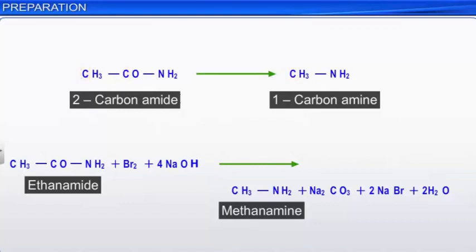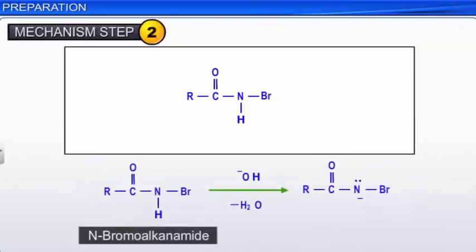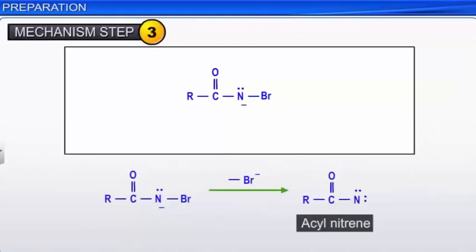Let us look at the mechanism of the reaction. As you can see, the first step involves the halogenation of amide to yield N-haloamide. The second step is the abstraction of hydrogen ion by the hydroxide ion. This results in the development of a negative charge on the nitrogen atom. Step 3 involves the separation of halide ion, resulting in the formation of an intermediate with an electron-deficient nitrogen atom.